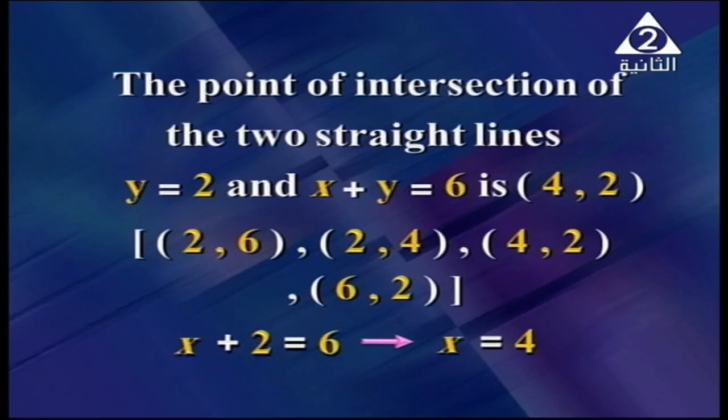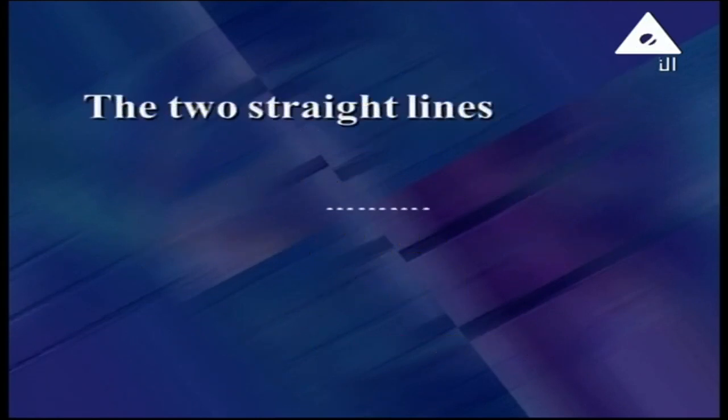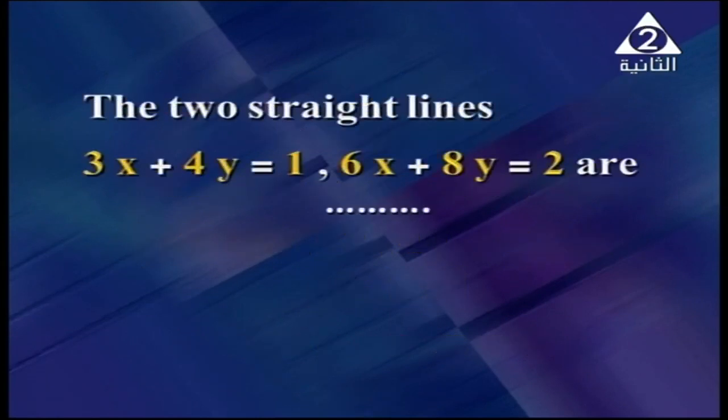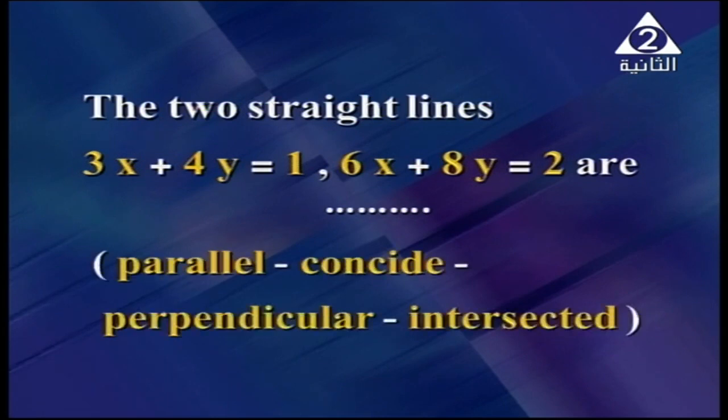Another example: the two straight lines 3x plus 4y equals 1 and 6x plus 8y equals 2 are what? Are they parallel, or coinciding, or perpendicular, or intersecting?